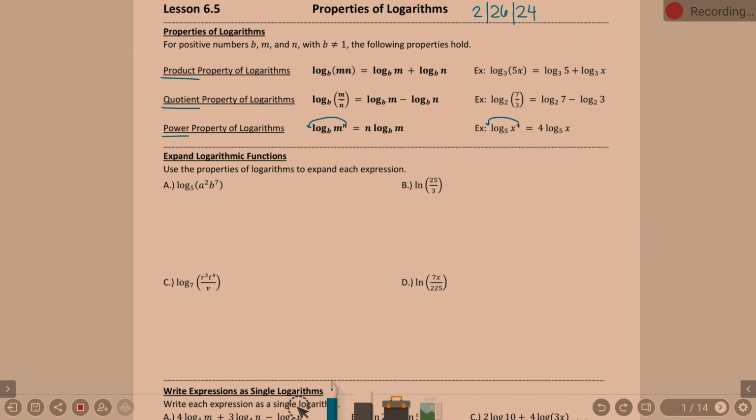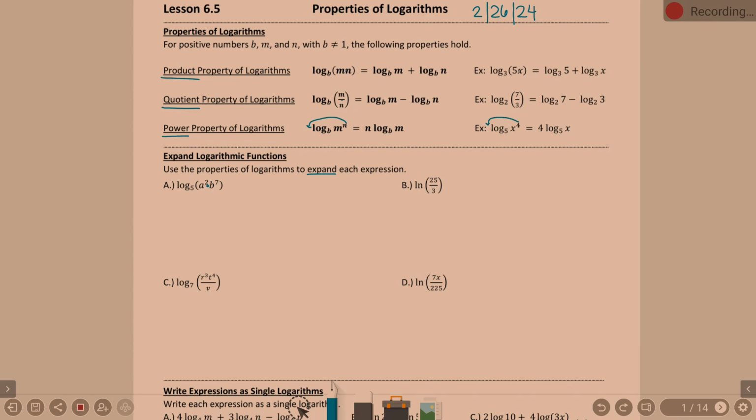So as we look at log base 5 of a to the 2nd, b to the 7th, my job is to expand this. What do you see happening within the log right now? There's multiplication, yes? This is the log base 5 of a to the 2nd times b to the 7th. Multiplication within a log. What can multiplication within a log do? It can break down into 2 logs being added.